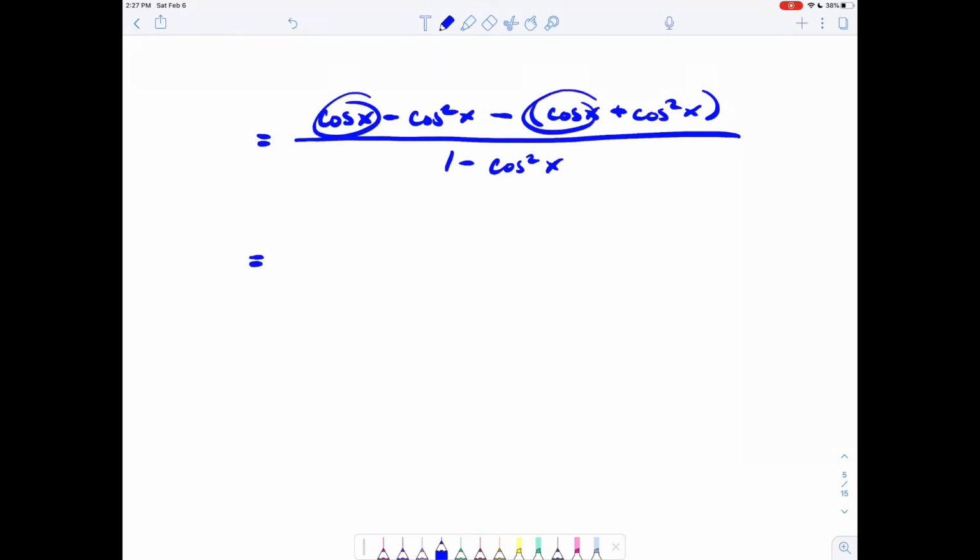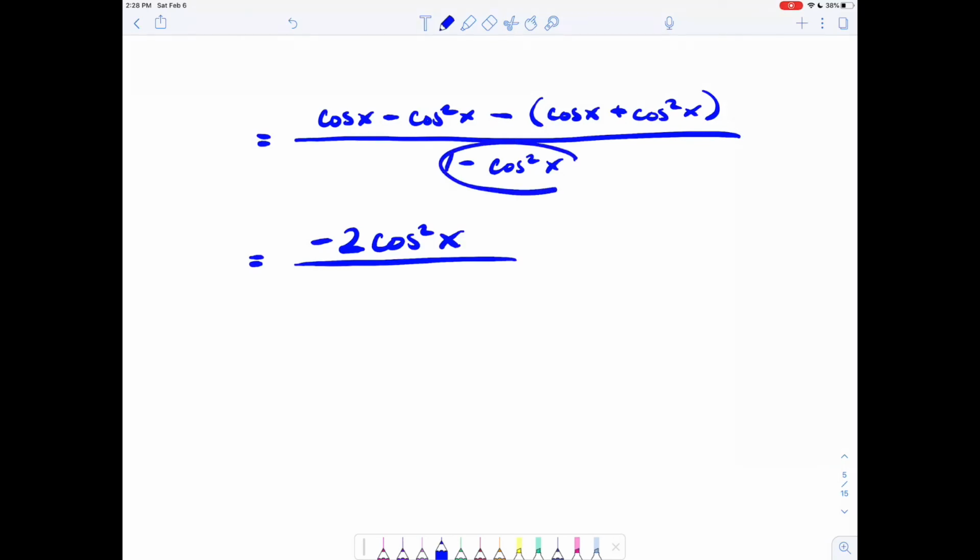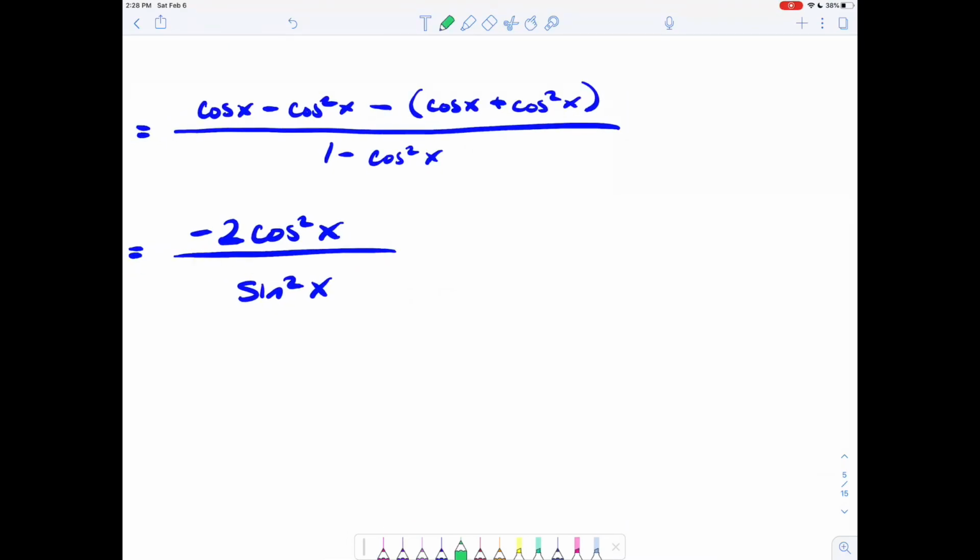cos x minus cos x is nothing, but I do have negative cos squared x minus another cos squared x. Sorry, I phrased that wrong initially. So I've lost 2 cos squared x's on top. And the bottom is 1 minus cos squared x, and I should be able to recognize that as being the same thing as sine squared x. So that's because, again, sine squared x plus cos squared x is equal to 1.